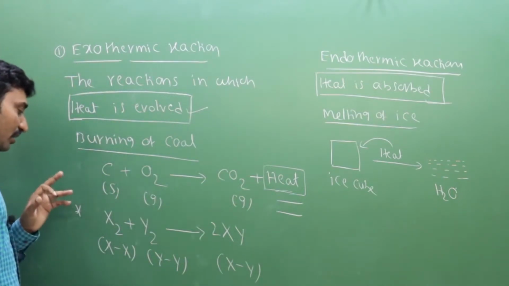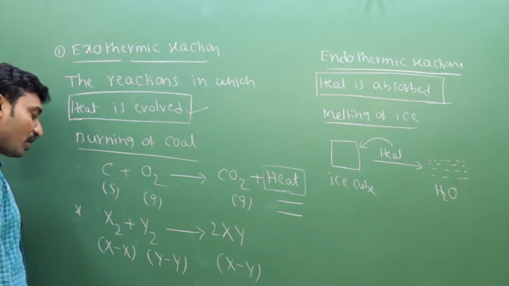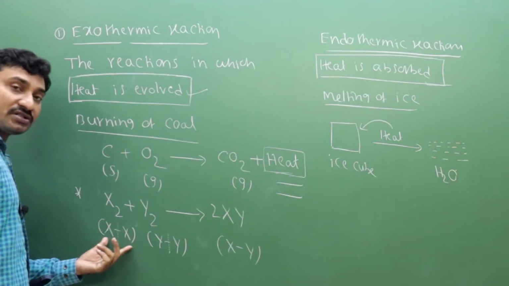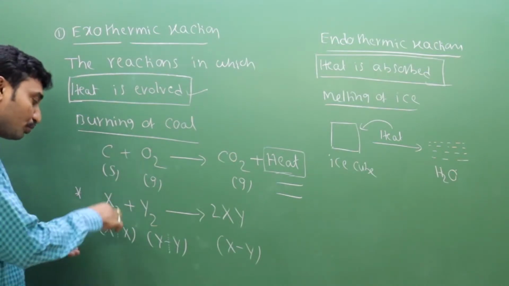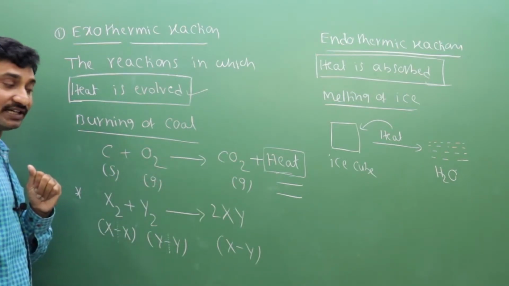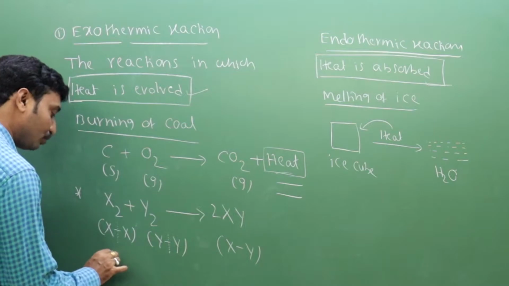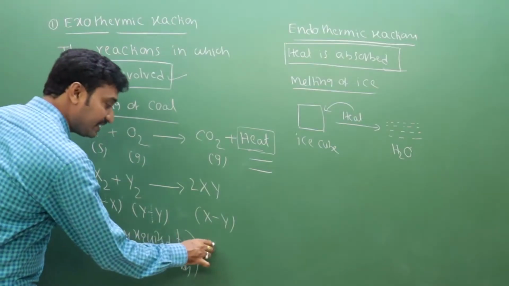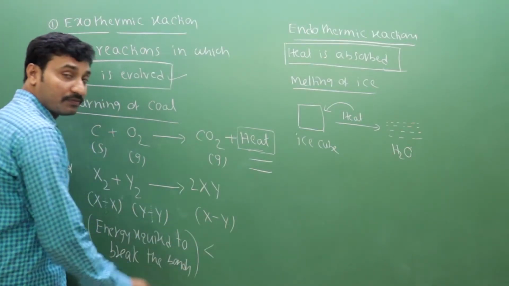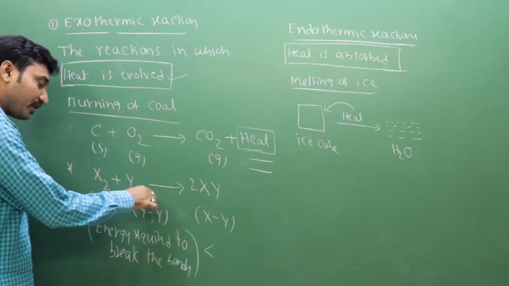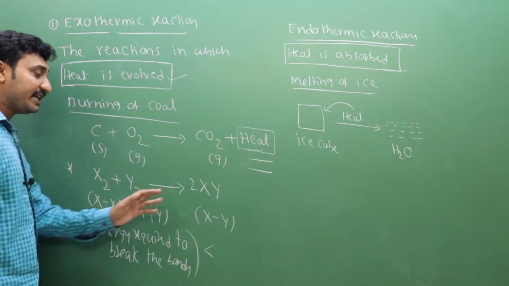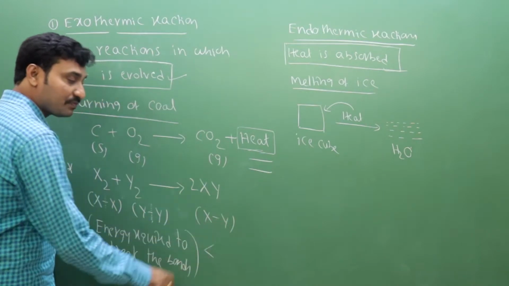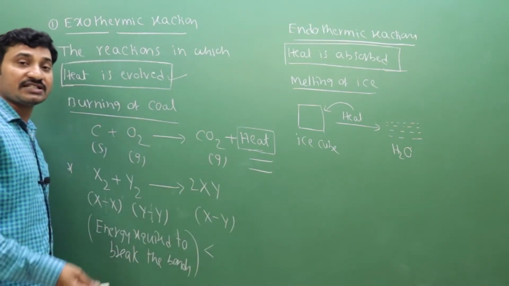Here for X2 to react with Y2, the bonds should compulsorily be broken. To break these bonds, some energy is required, right? Here X bond X and Y bond Y are dissociated, broken. And in the product, a new bond will be formed, that is X bond Y. So in the formation of the new bond, some energy is released.